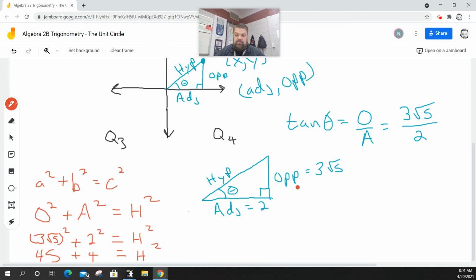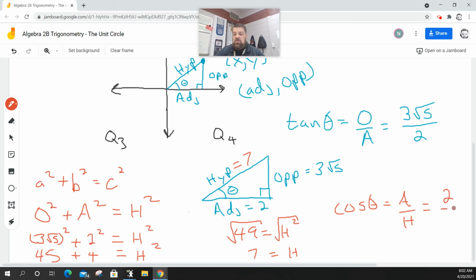So now this is interesting. 45 plus 4 is 49, and that's equal to the hypotenuse squared. I'm going to take the square root of both of these, and I get plus or minus 7, but the hypotenuse is always positive, so this becomes 7. Well, they're asking us to figure out what is cosine of theta. Well, cosine of theta is going to be, CAH, the adjacent over the hypotenuse, which is going to be 2 over 7. So that's it. That's it on that one. That's how you get the answer for that one.